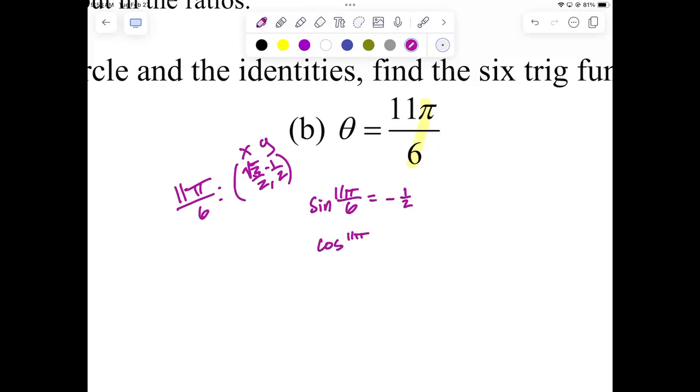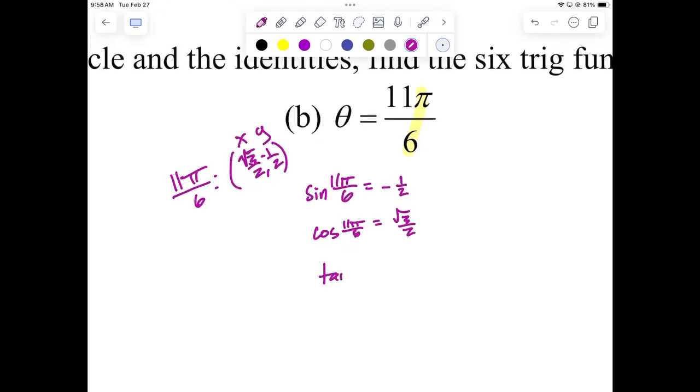Cosine of 11 pi 6 is positive square root of 3 over 2. Tangent of 11 pi 6. Now, for tangent, remember, it's still y over x. Not everything divides out, but the reason we rationalize the denominators is so that they all have the same number there. And that means the 2's can divide out. So tangent is really just the numerator of y over the numerator of x, which gives us what? Negative 1 over the square root of 3. Is that how we want to write it? No. So we rationalize it. We write it as negative root 3 over 3.